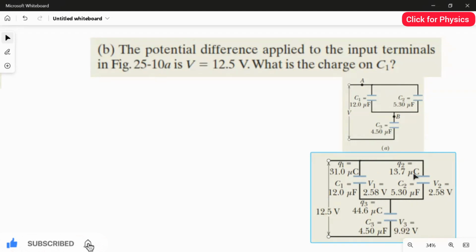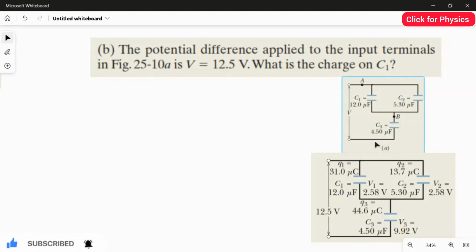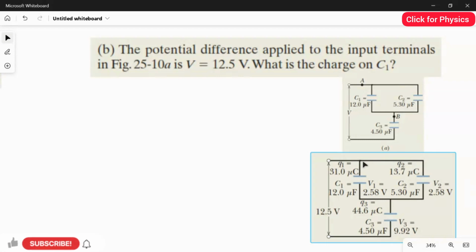For example, you can see we have C1, C2, C3, and you have Q1, Q2, Q3, and also V1, V2, V3. All the answers are already calculated and given in the circuit diagram. So I am going to explain each and every one, and finally we are going to compare our answer with this circuit diagram to see whether it is correct or not.